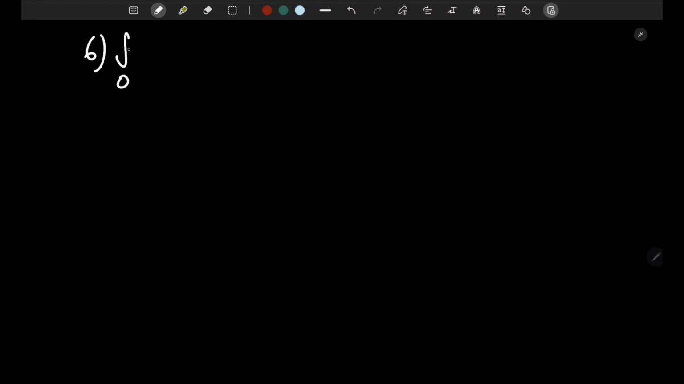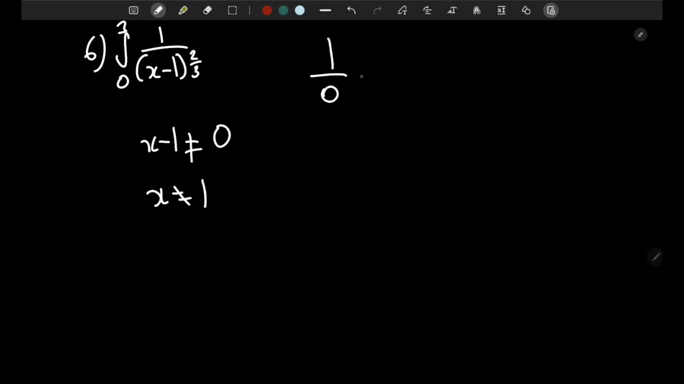The integration from 0 to 3 of dx over (x minus 1) to the power of 2 over 3. Right away, we can notice what value of x makes the fraction undefined. It is going to be x minus 1 not equal to 0, so x is not equal to 1, since we will have 1 over 0, which is undefined. So here we cannot have x equal to 1.